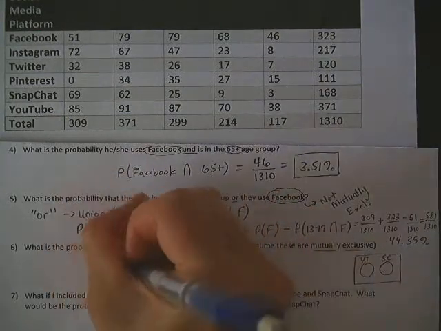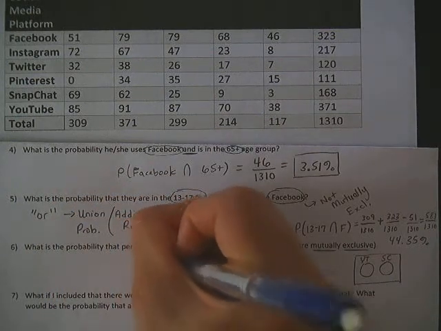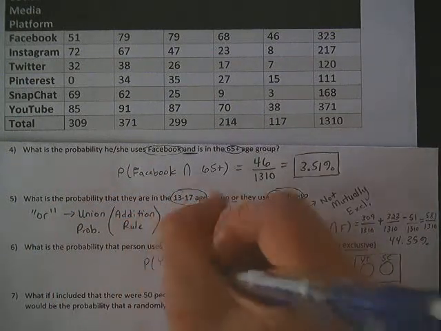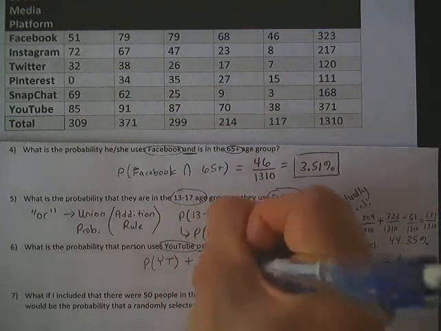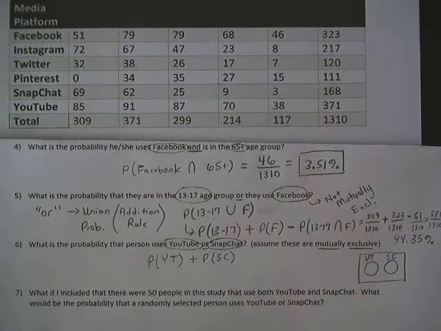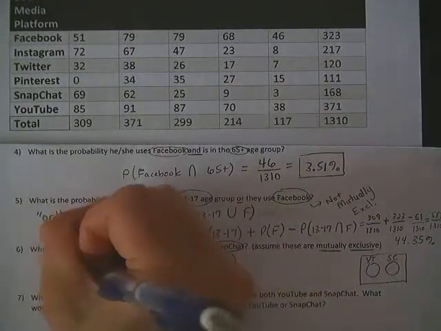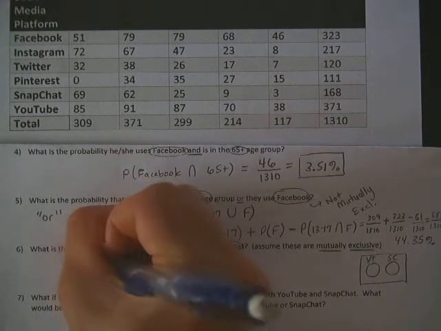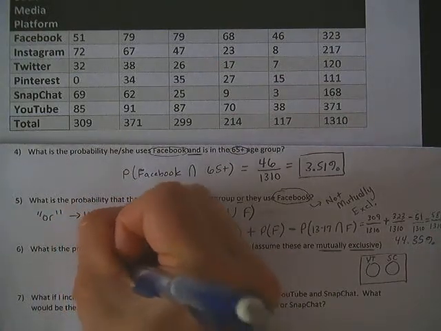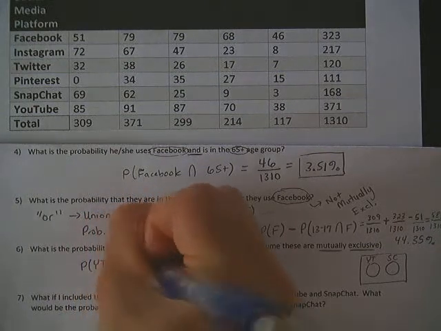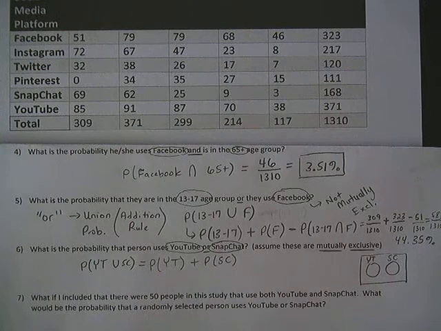So really for this one, all I have to do is find the probability that they would use YouTube and add it to the probability, or you can think of it that way too, the percentage of people that use Snapchat, okay? And again, the symbol for this is the probability that they use YouTube or Snapchat. That's the notation that is the same thing as what this problem's asking, okay?